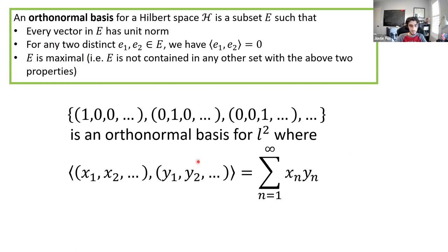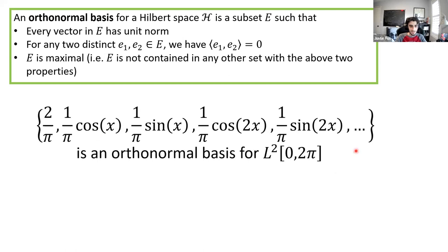An example is this one we saw earlier, which we know is a Schauder basis for L infinity. This is an orthonormal basis for the space L2, where we can define the inner product of two sequences to be what makes sense, like the dot product: multiply corresponding terms and add the result.